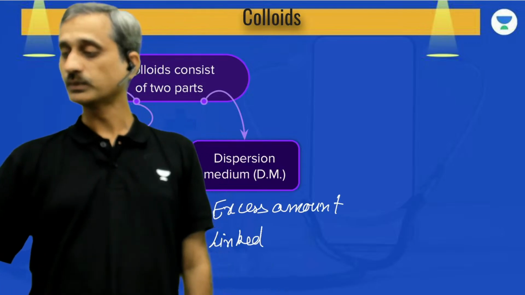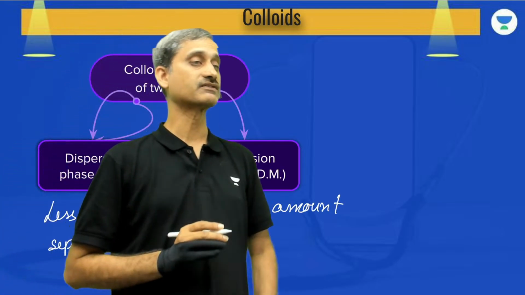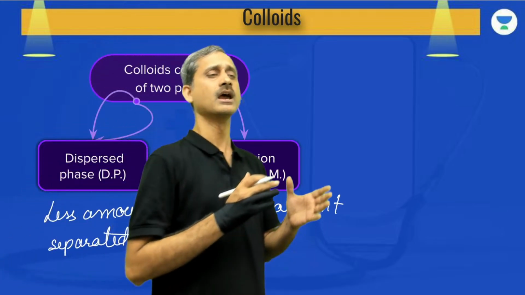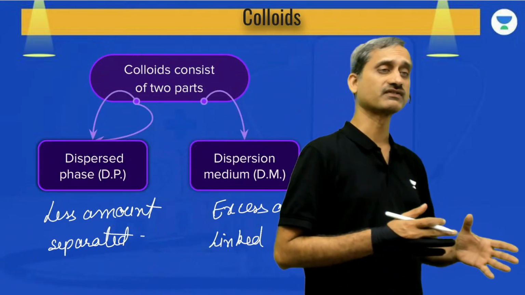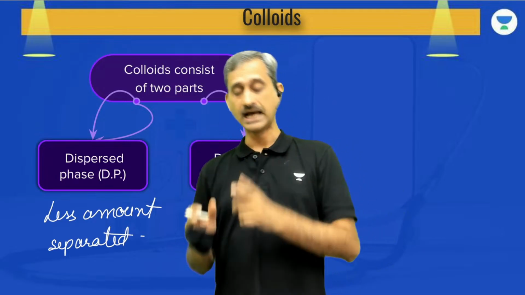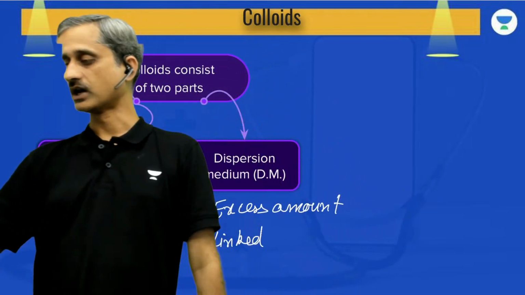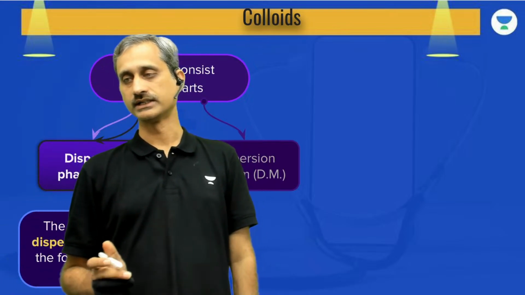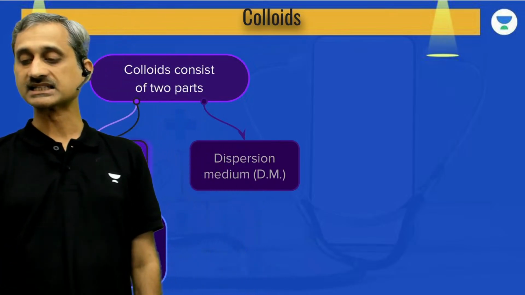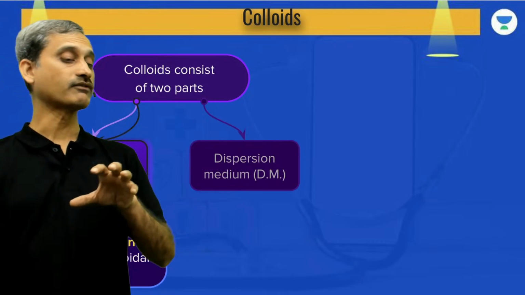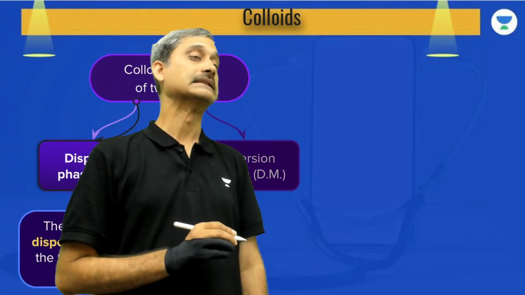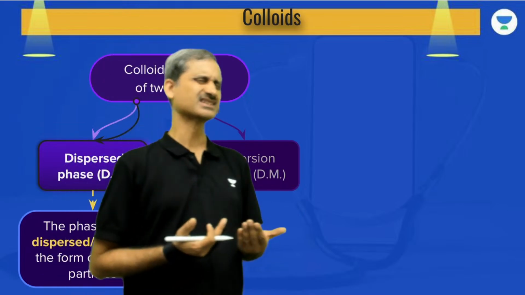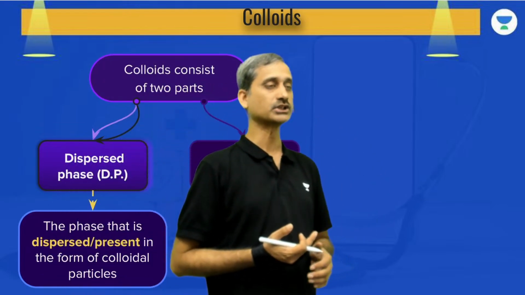So that's what we have as the dispersed phase and dispersion medium. There are so many possibilities, so many parts which we can have as the dispersed phase and dispersion medium. Now, the very first thing you need to understand is the classification of colloids. Dispersed phase is the phase that is present in the form of colloidal particles, that is in lesser amount. As far as solute and solvent are concerned, you can loosely consider it to be the solute.